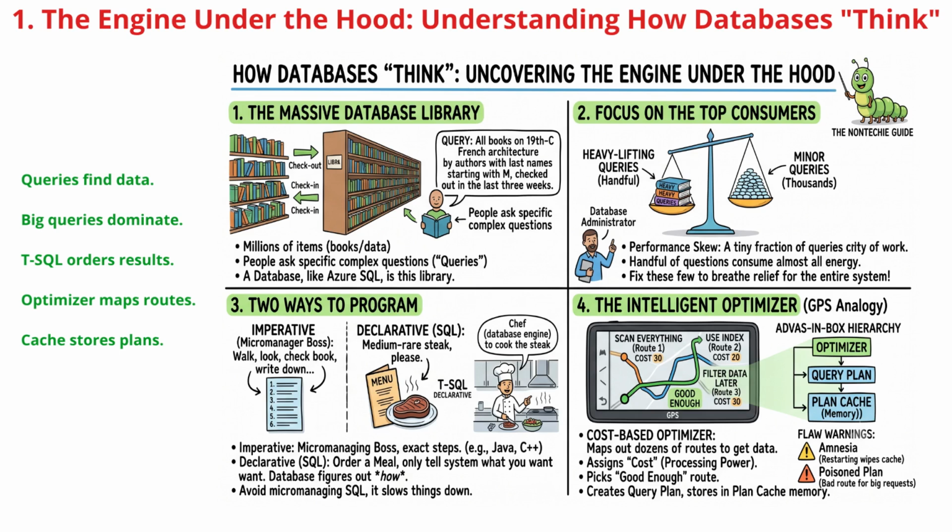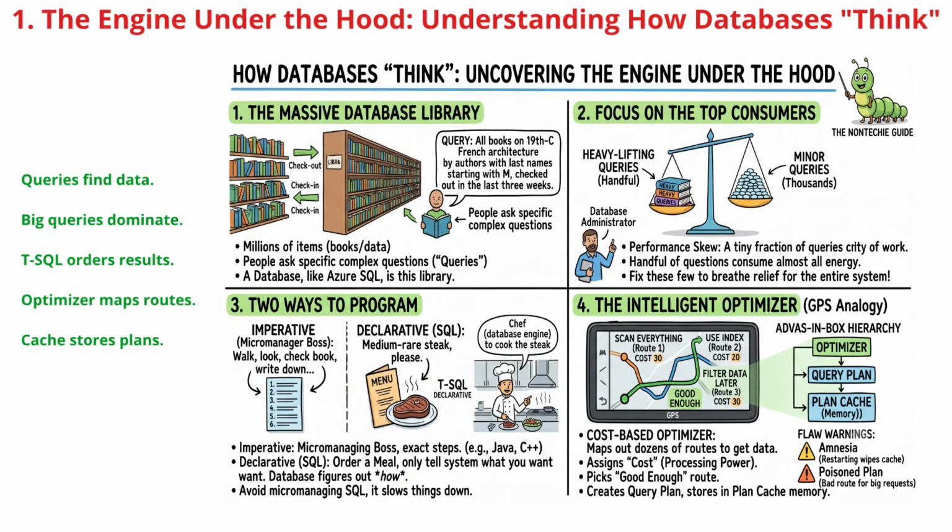When writing queries, remember the two styles. Imperative code is a micromanaging boss, giving step-by-step instructions. Declarative SQL is like ordering a medium-rare steak. You say what you want, and the engine figures out how to cook it. That's where the intelligent optimizer steps in. Like a GPS, it tests routes, calculates cost, and picks a good enough plan.